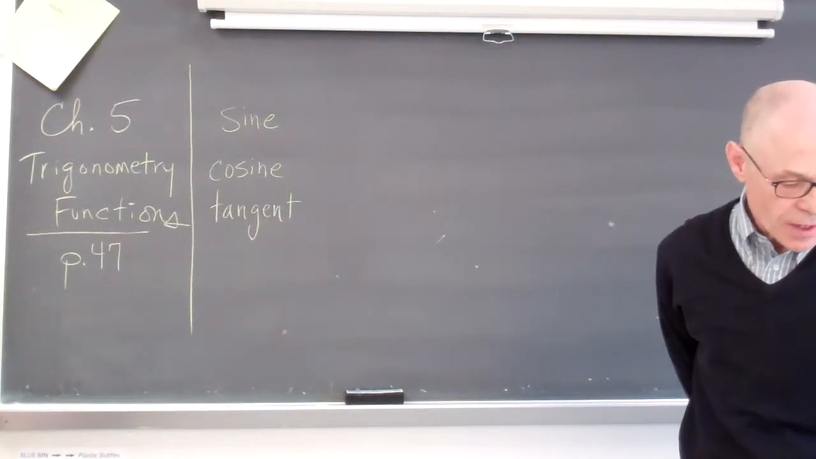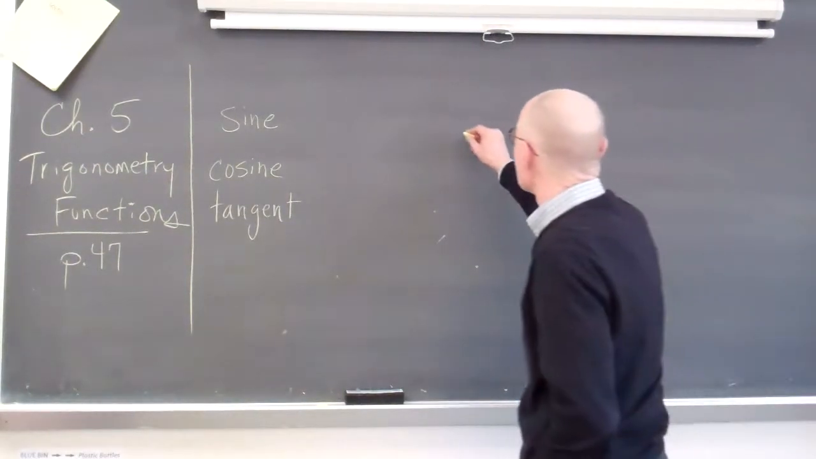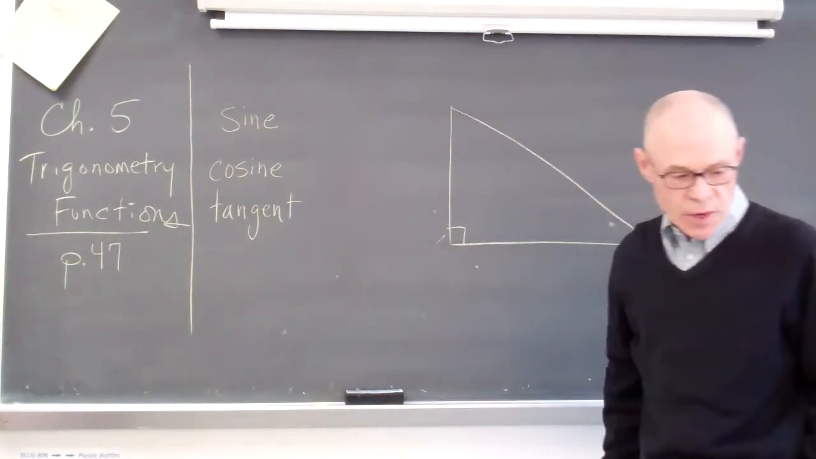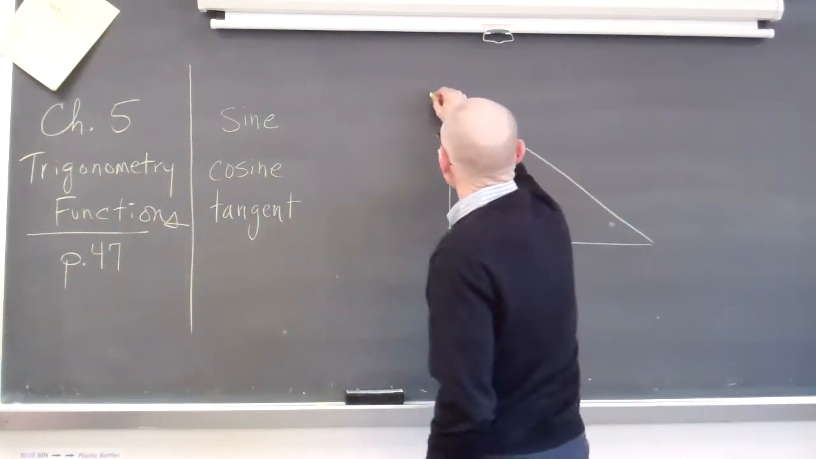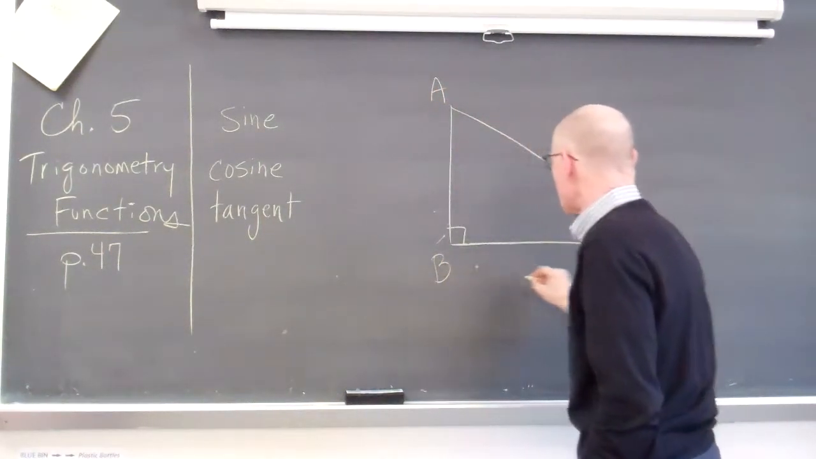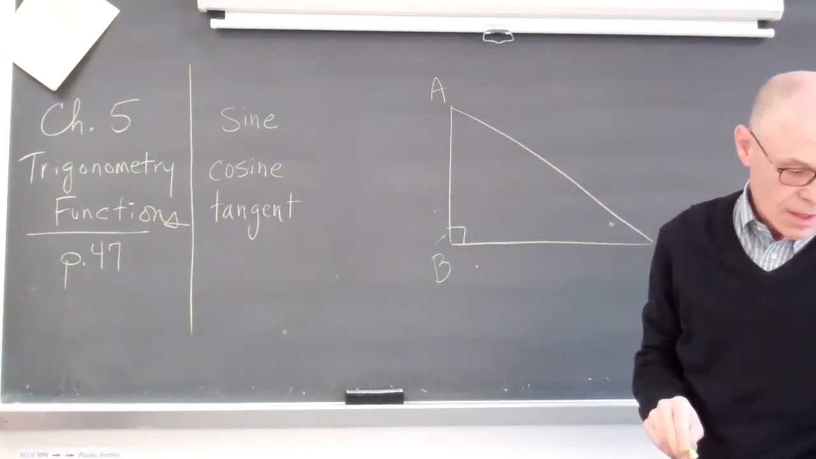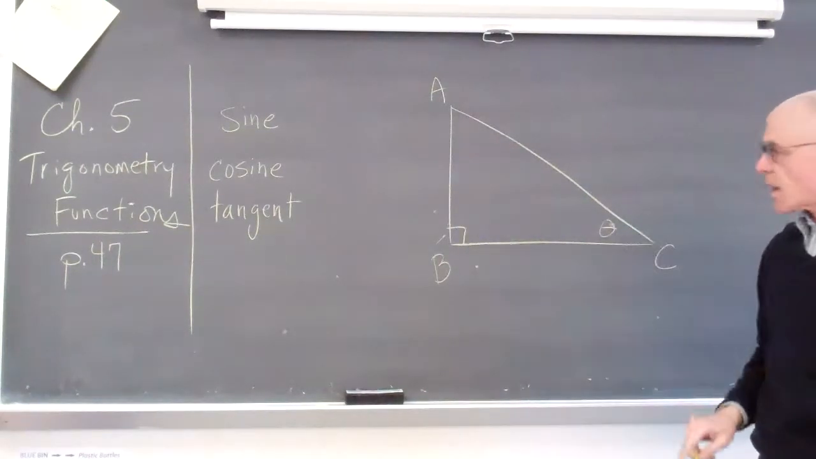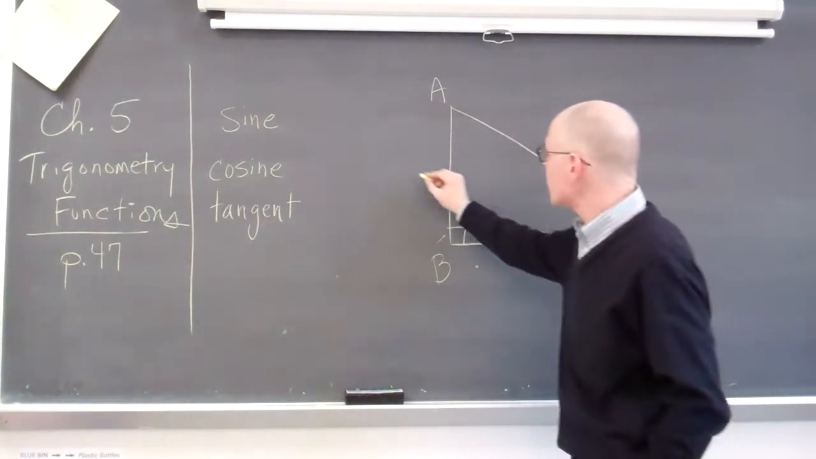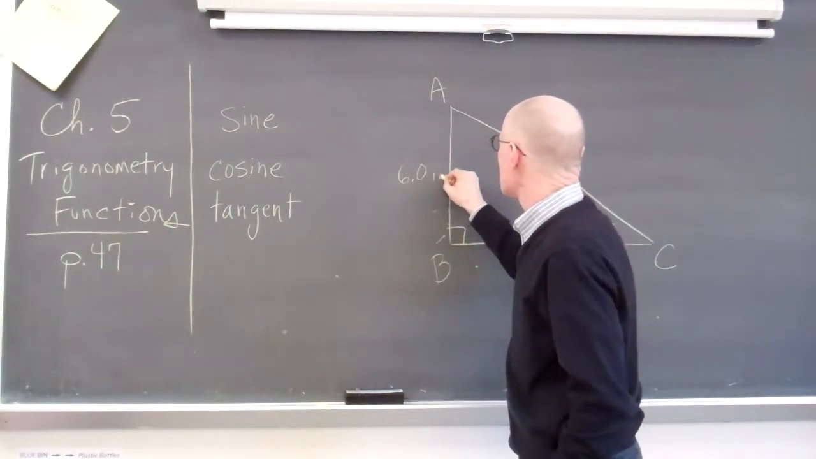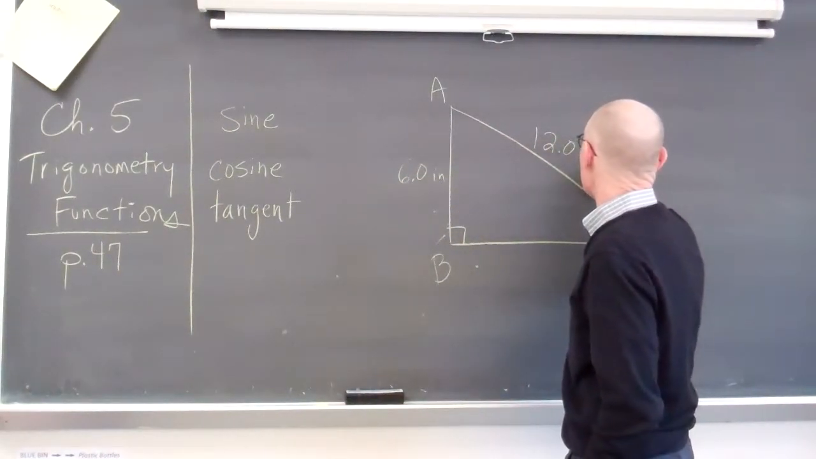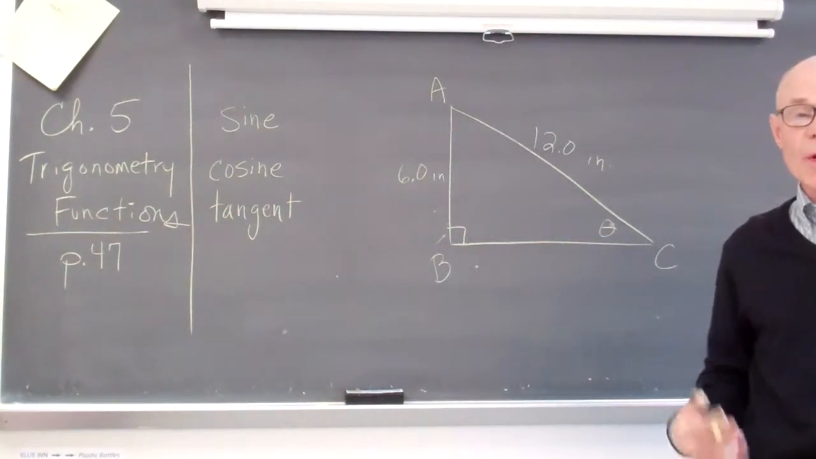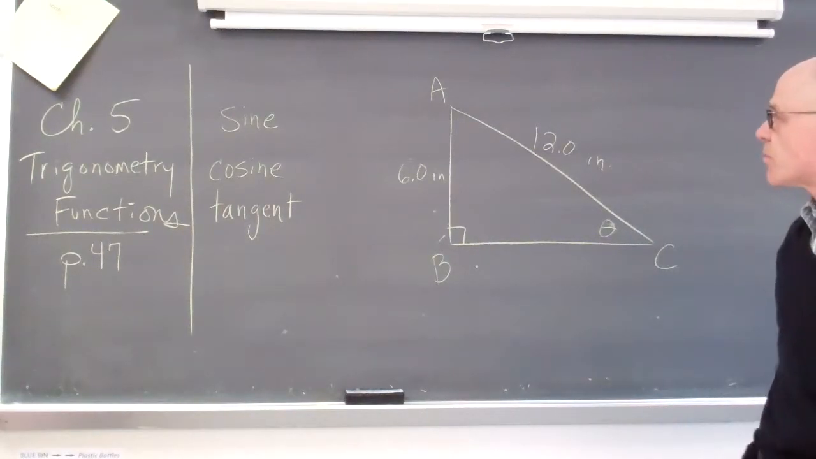So let me recreate the triangle that's on page 47. You have this right triangle, and each vertex is labeled ABC, and one angle is labeled angle theta, and they have a length of 6 inches on this side and 12 inches on the hypotenuse. So all we're going to do now is define the sine function.